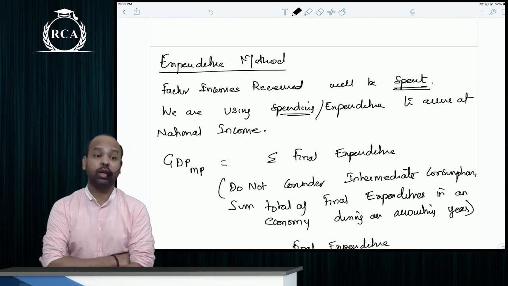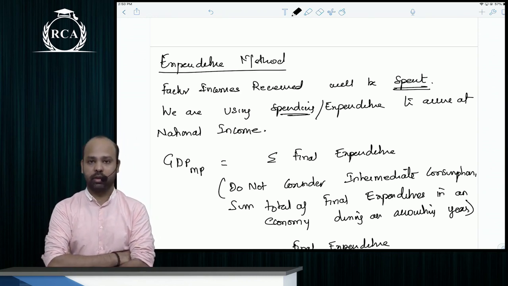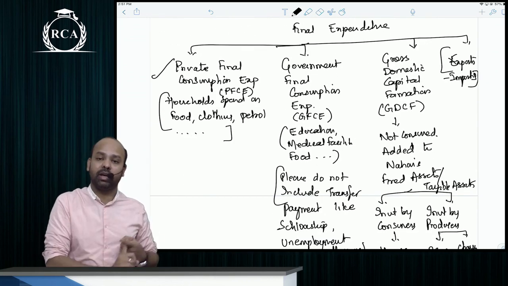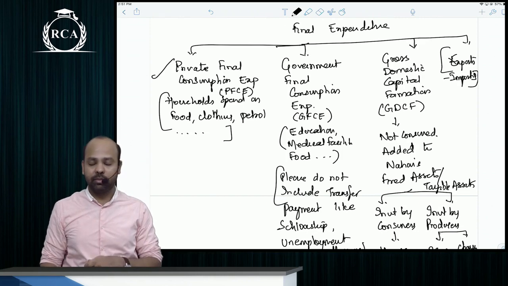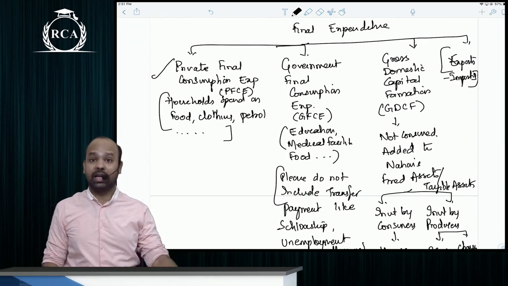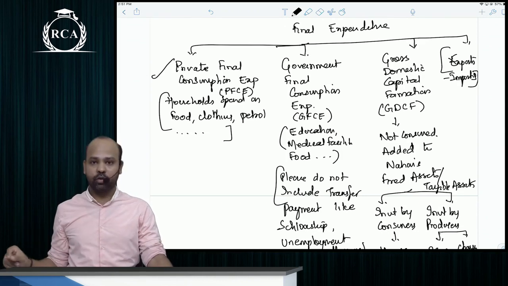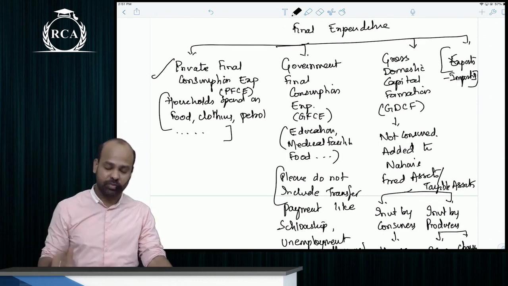Remember, you'll have to add only final expenditure, not intermediate consumption. So these final expenditures are segregated into private final consumption expenditure, government final consumption expenditure, gross domestic capital formation, and then net exports. Net exports, that is exports minus imports.